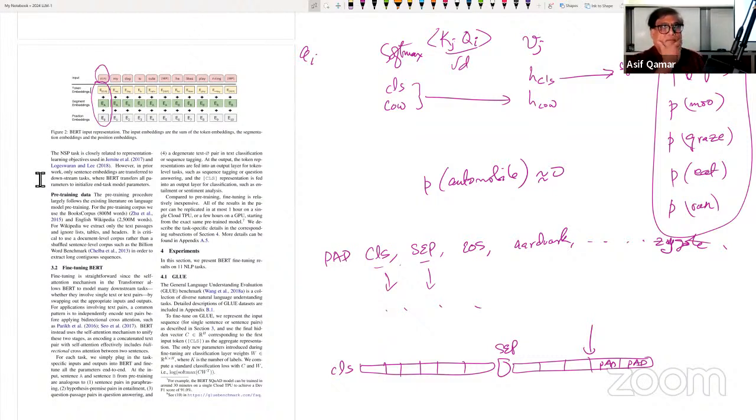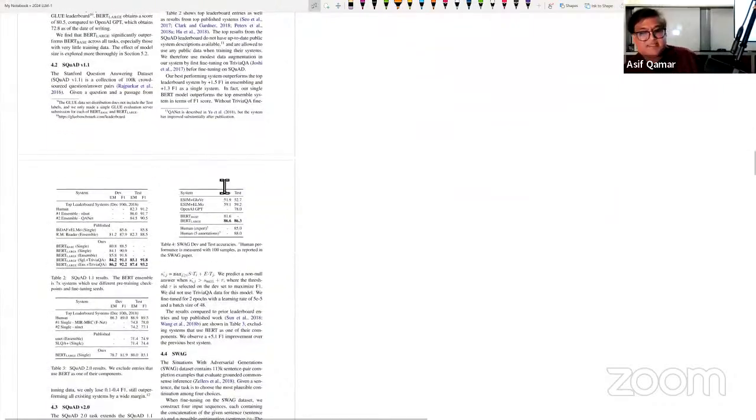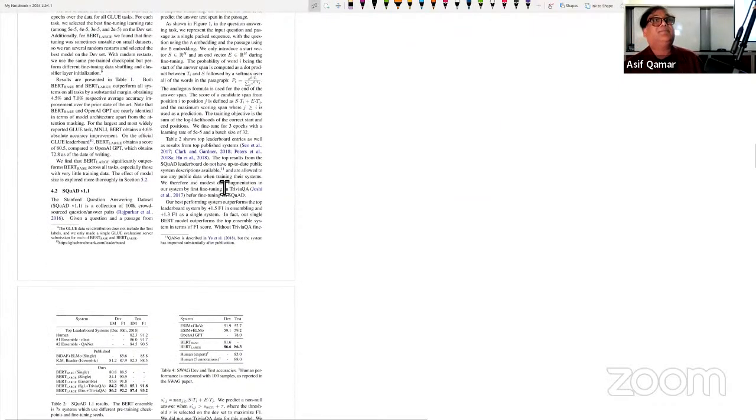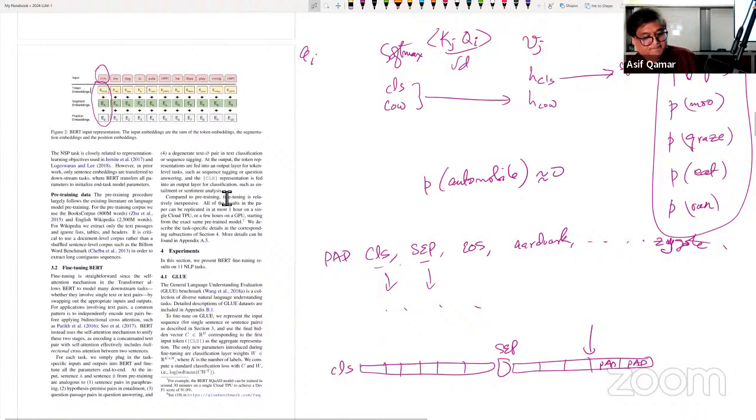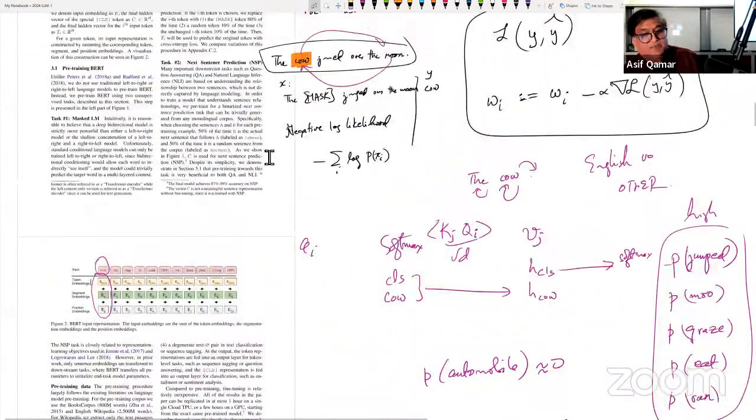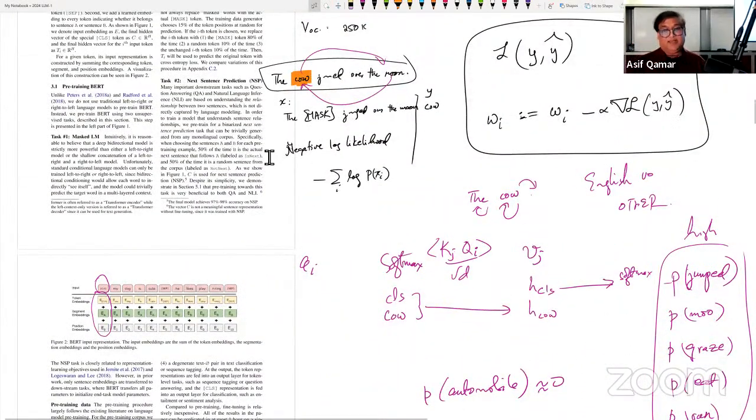But when you have this next sentence prediction, all you do is ask whether the next sentence is genuine. The page they're talking about is the next sentence prediction, NSP. Let's read what NSP says, then it will clarify for you.